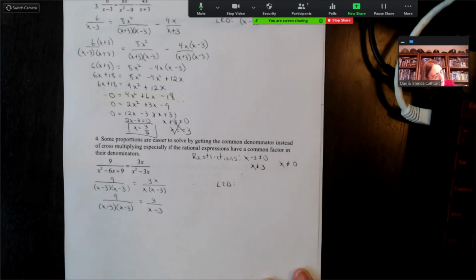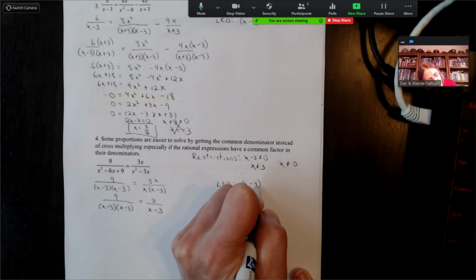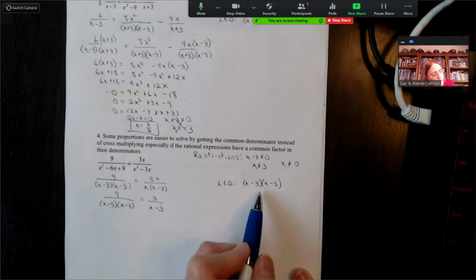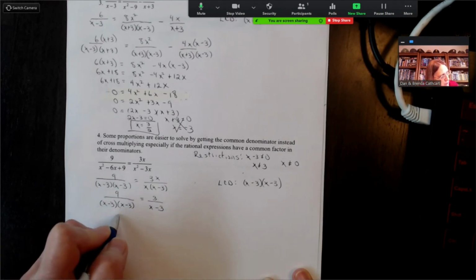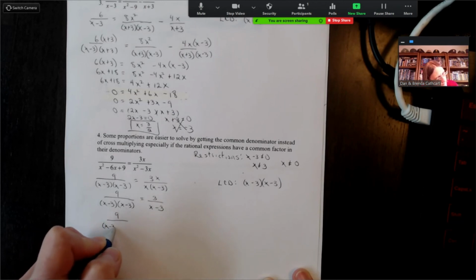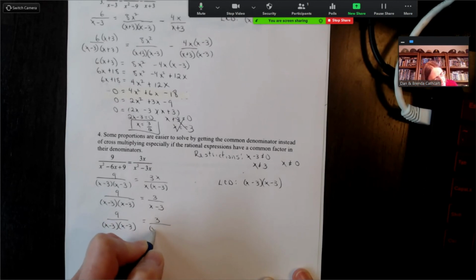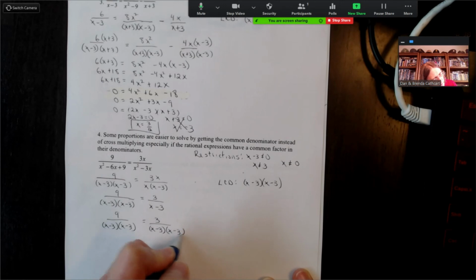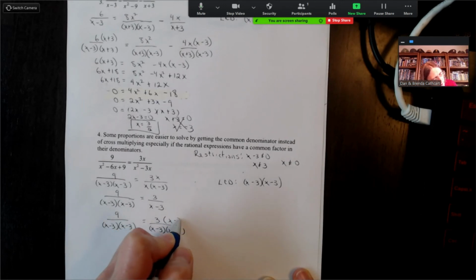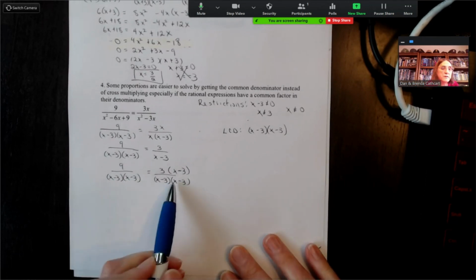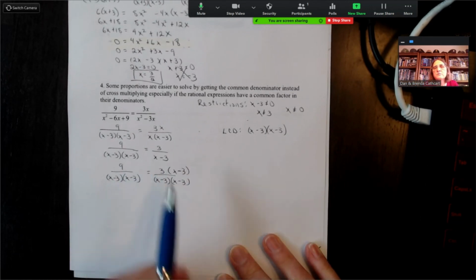So our least common denominator would be both factors of x minus 3. This denominator is entirely enclosed in the least common denominator. So our left side does not need to be changed. Our right side needs a second factor of x minus 3. So let's multiply denominator and numerator by x minus 3. Now, once I have the denominators equal, the numerators must be equal.